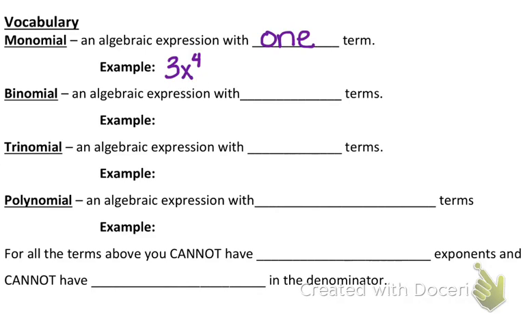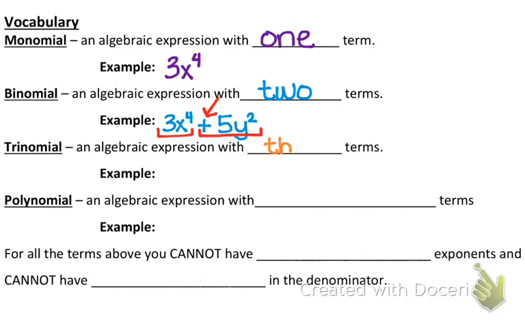A binomial is an algebraic expression with two terms. Here's an example of a binomial, 3x to the 4th plus 5y squared. This is a binomial because it has two terms that are combined by addition. Remember that terms are separated using addition and subtraction.